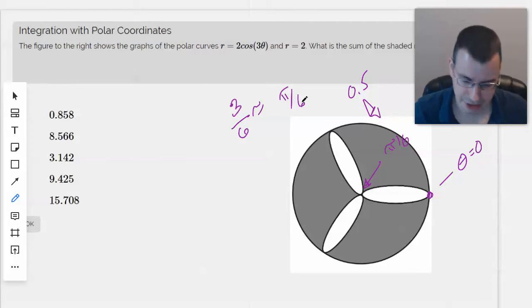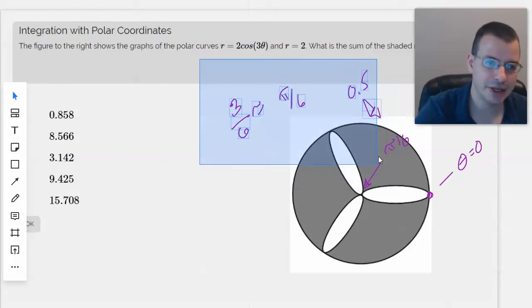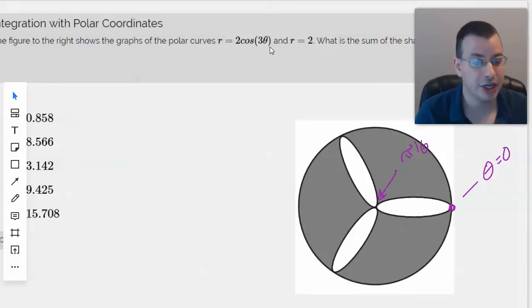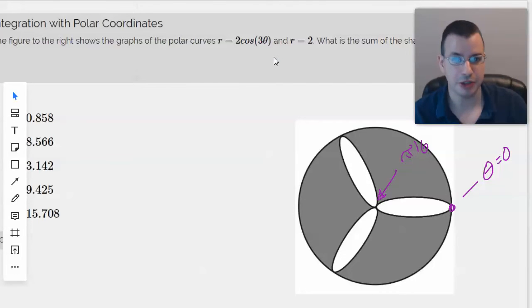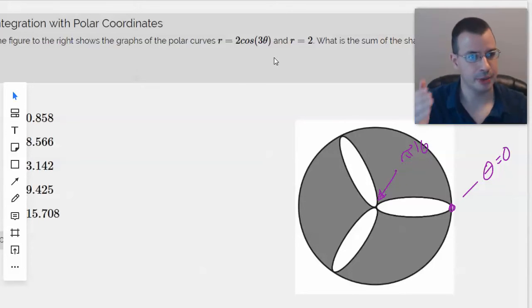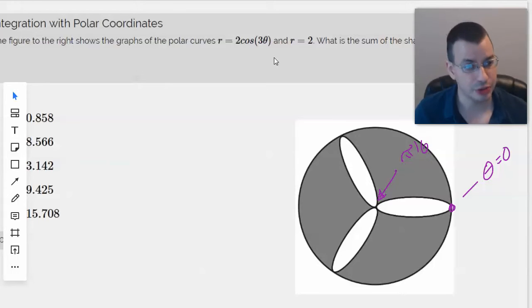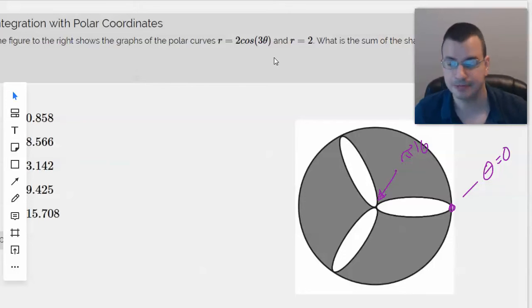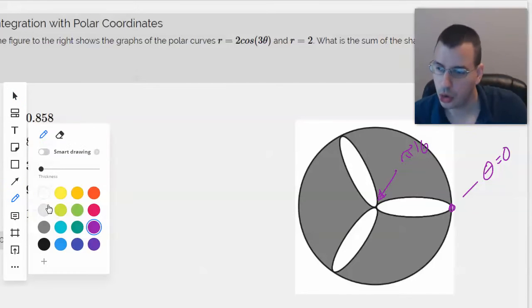And it is pi over 6, which makes sense because if you look at our equation, 2 cosine 3 theta, that would be 2 cosine of 3 times pi over 6. 3 pi over 6 is the same as pi over 2, and the cosine of pi over 2 is 0. So it makes sense that theta equals 0 would be biggest, and the first minimum would then come at pi over 6.